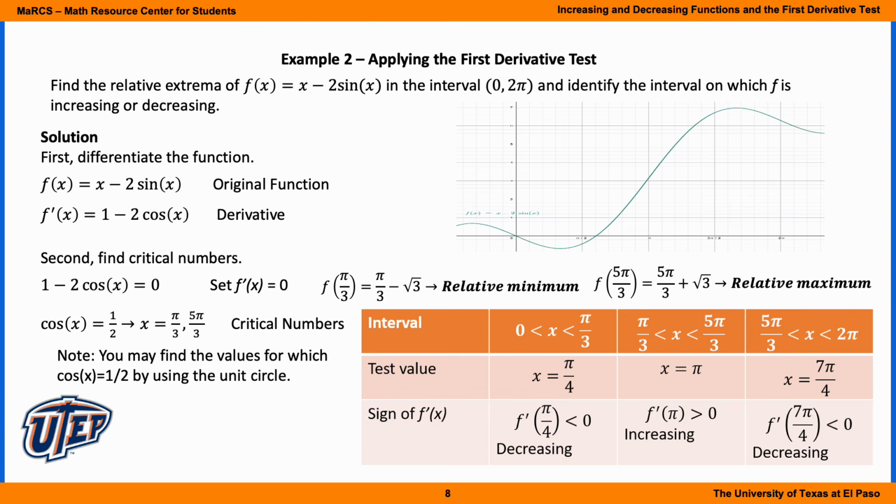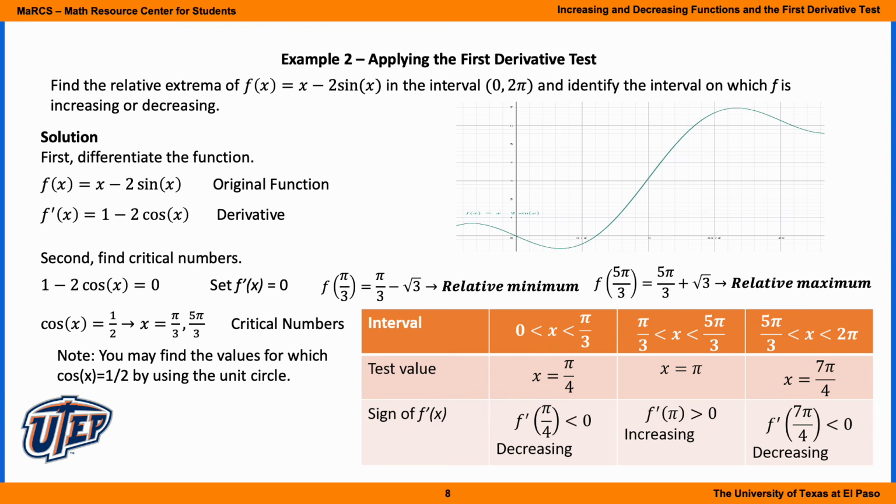So using theorem 3.6, we see that we have a sign change at x equals pi over 3. So for x less than pi over 3, it is decreasing, and for x greater than pi over 3, it is increasing. So that means we have a relative minimum. So the x-coordinate of our relative minimum is x equals pi over 3.